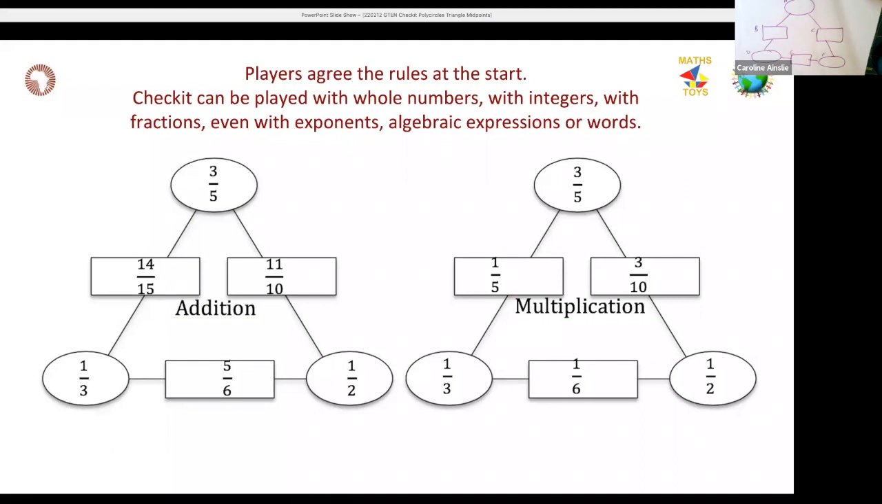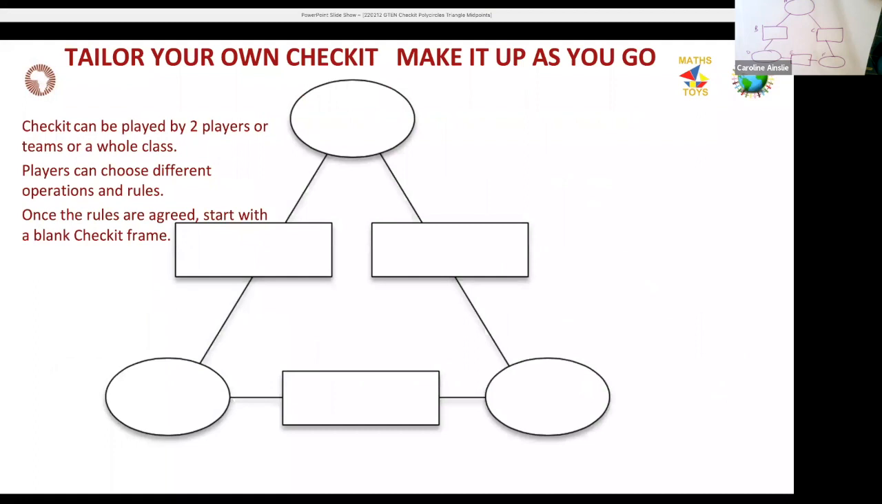Okay, so now we're going to move on to what we call making it up as you go. Basically starting with a blank. And the idea here is everybody's got to be really creative, because what we're going to do is fill up these boxes with, I think we'll start off with whole numbers, and Mary and I are going to play the game to demonstrate it first of all.